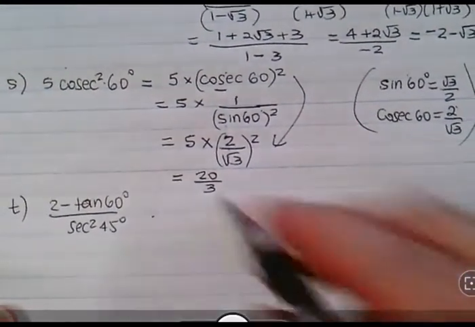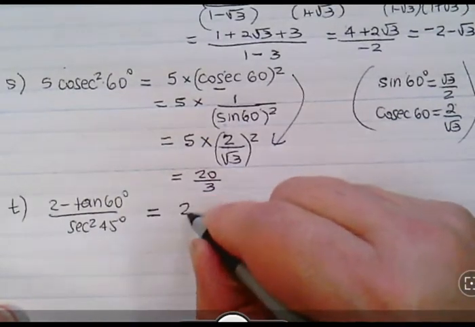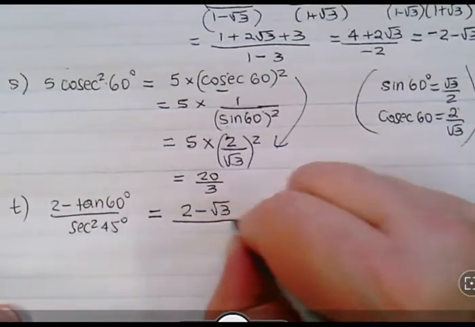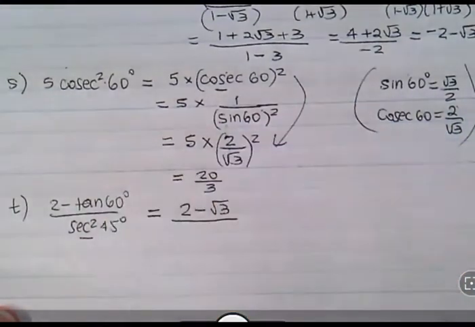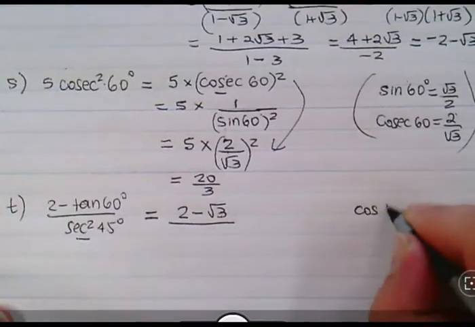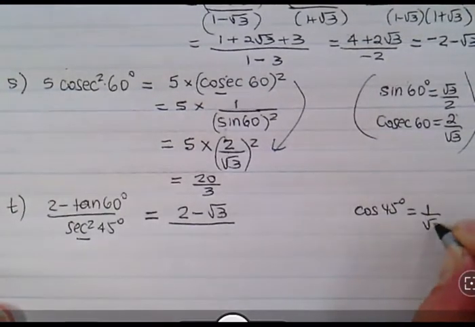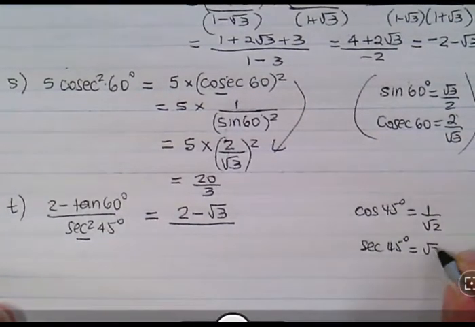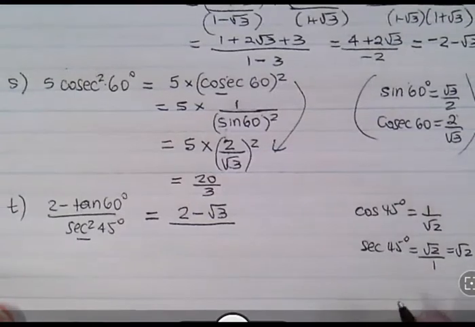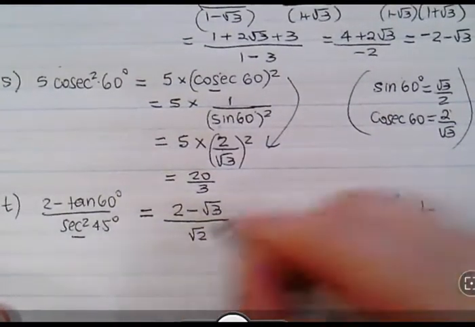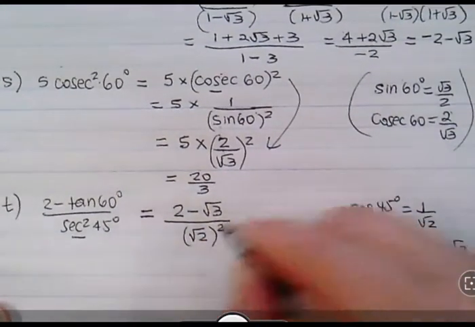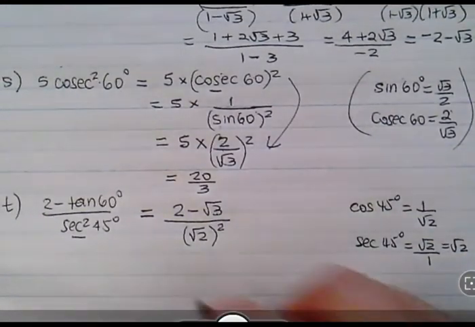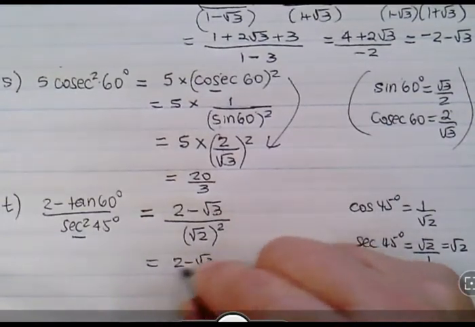And the last one, 2 minus tan 60. That's 2 minus root 3 over, now sec is the reciprocal of cos, so over the side cos of 45 is 1 on root 2. So what's the sec of 45? Root 2 on 1, or just root 2. So what's this? Root 2 squared, isn't it? Because it's sec squared 45. So that's 2 minus root 3 over 2.